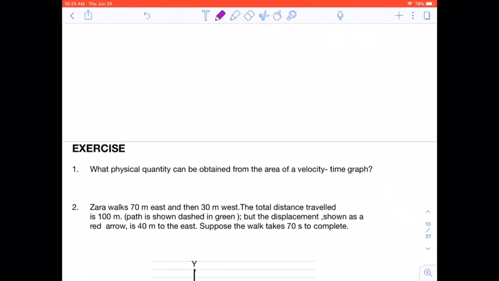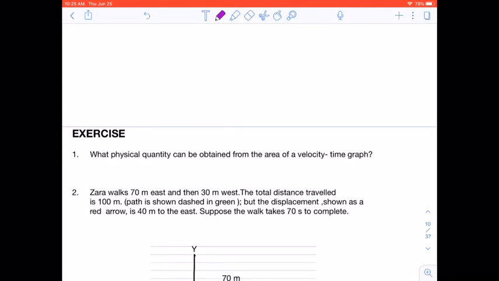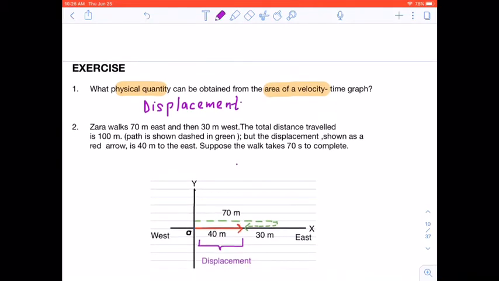Let's look at this exercise. It says, what physical quantity can be measured from the area of a velocity time graph? We've dealt with that, and what can we get from the area? We get the displacement.